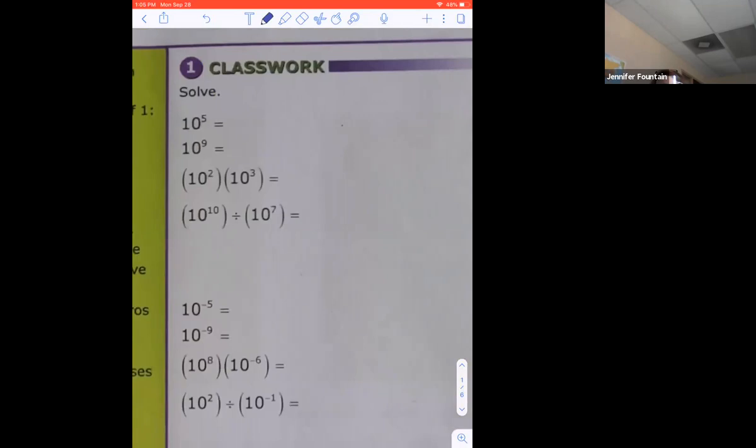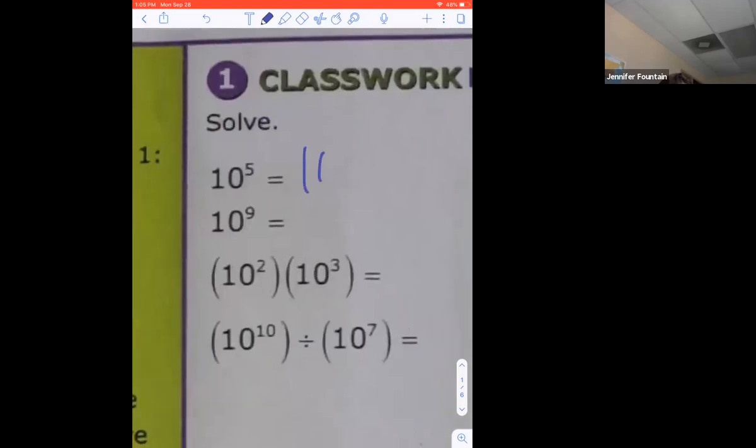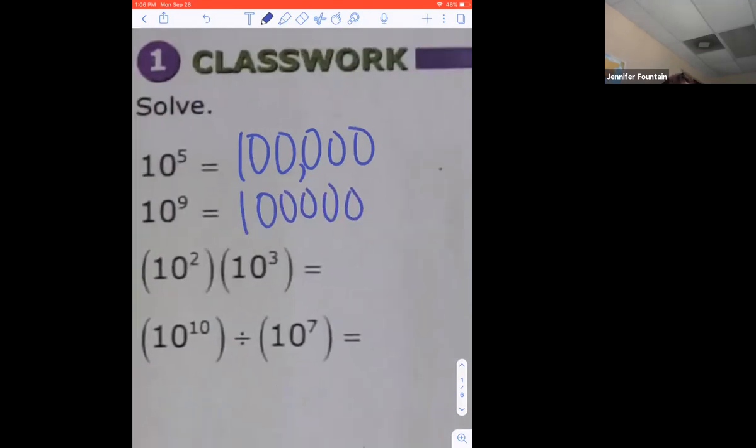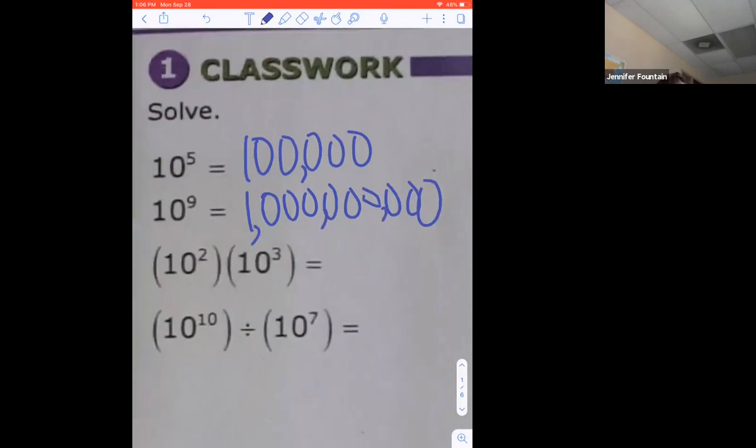All right, we have 10 to the 5th power. That means I'm going to have 10 times 10 times 10 times 10 times 10, or I can write it as a 1 with 5 zeros. 1, 2, 3, 4, 5. And then I can go back and fill in with my commas. Okay, same thing with 10 to the 9th. I write my 1 and 9 zeros. 1, 2, 3, 4, 5, 6, 7, 8, 9. Whoop, I started to write a 9. And then I can go in and fill in with my commas. 1, 2, 3, comma, 1, 2, 3, comma, 1, 2, 3, comma. Okay.